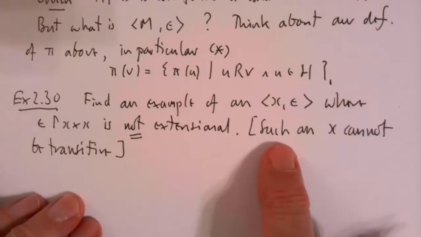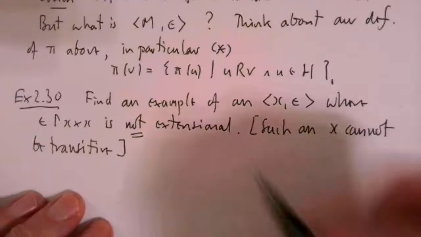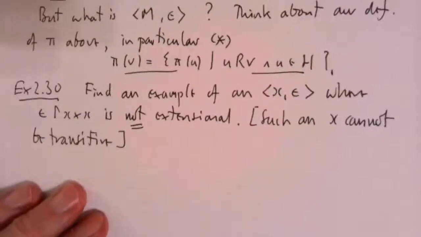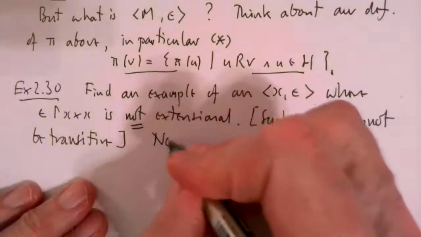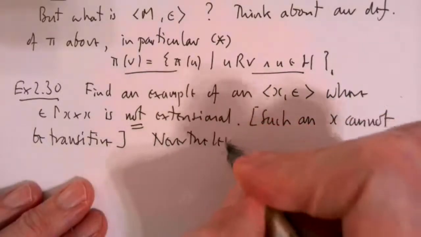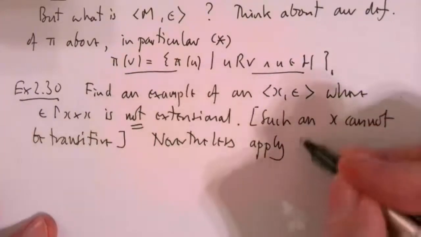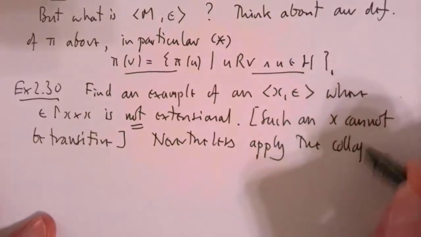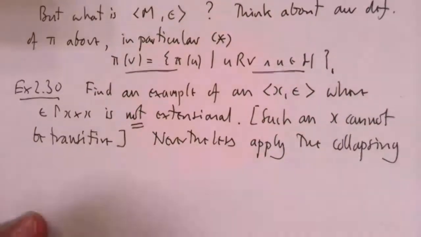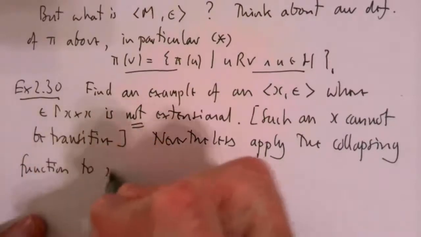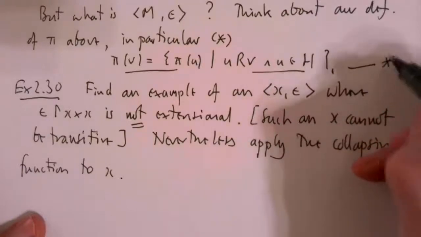Right? There's one way to go about this. Okay, so apply this definition though to X and see what happens. So apply the collapsing argument, so the collapsing function pi to X, right? I mean, again, as in star up here.